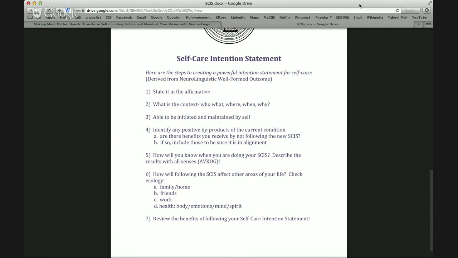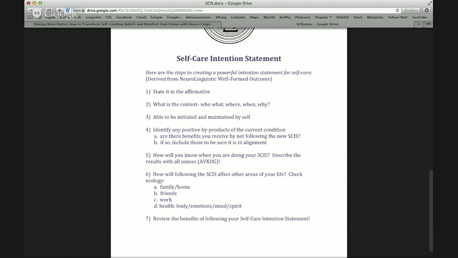And the number 7 is a really great way to review and continue to work with the intention statement, which is reviewing the benefits, right? When you follow that, what happens? What are some of the benefits? What are the results that you get from this type of self-care, right? So that's the self-care intention statement.